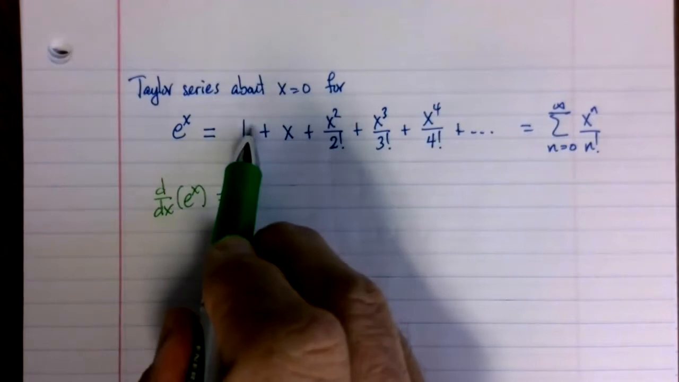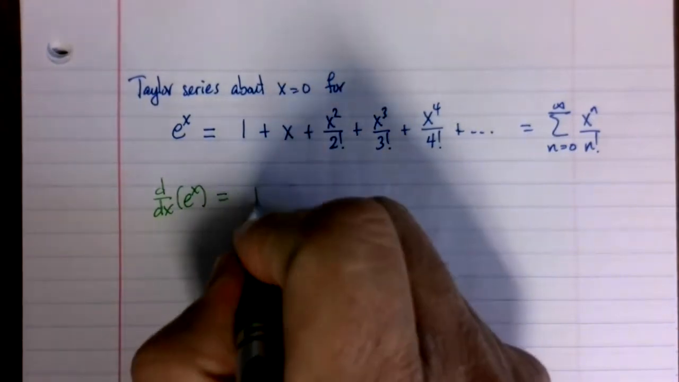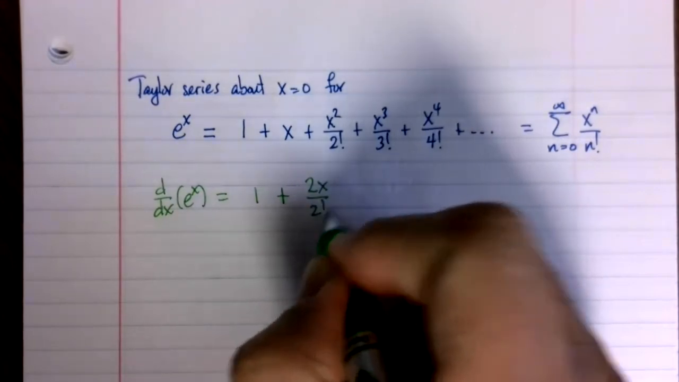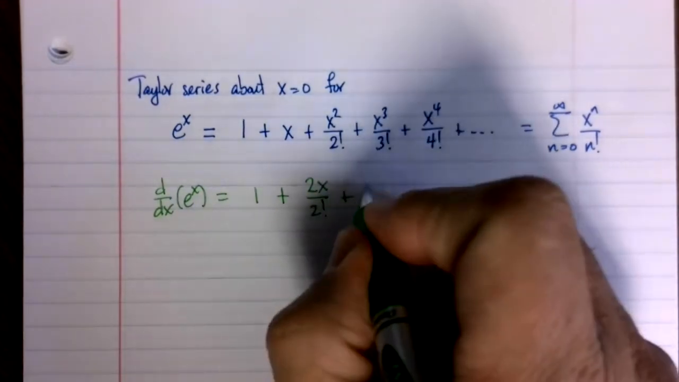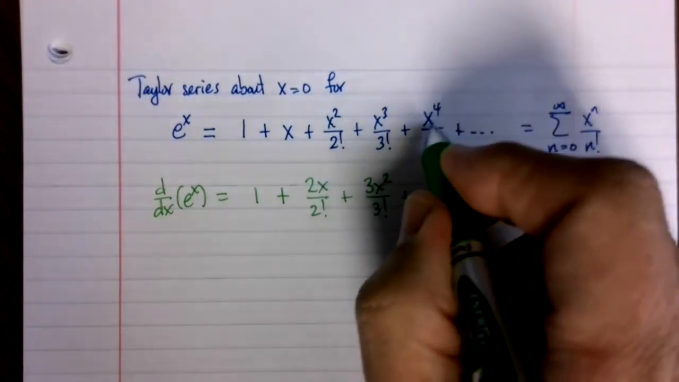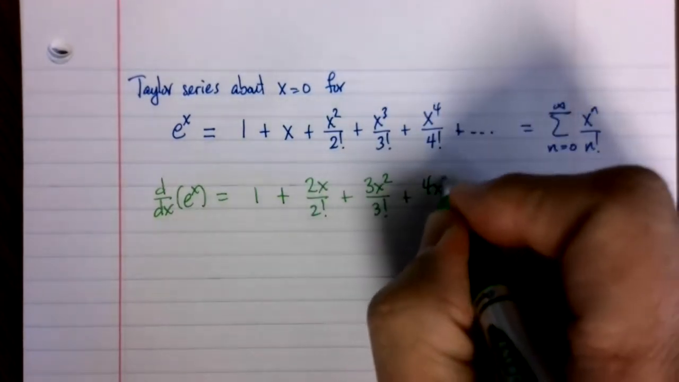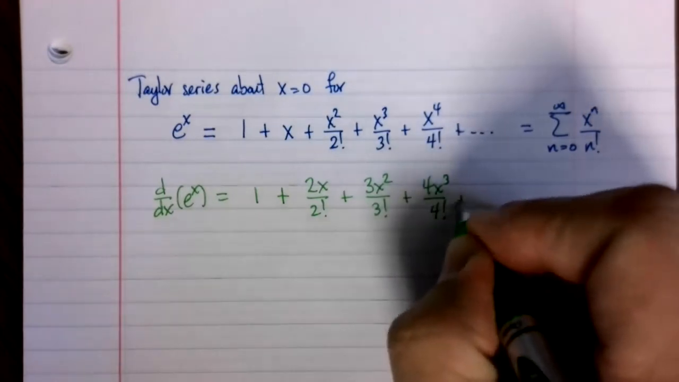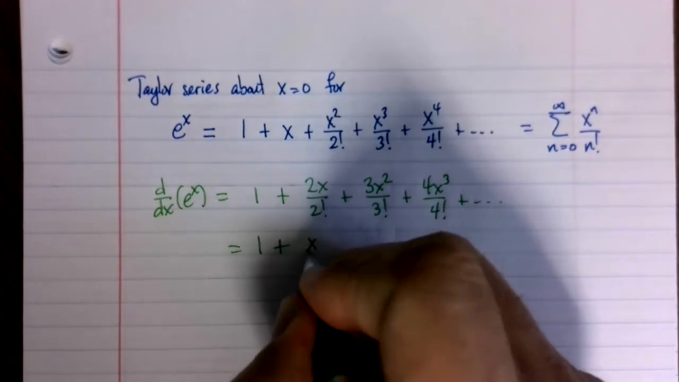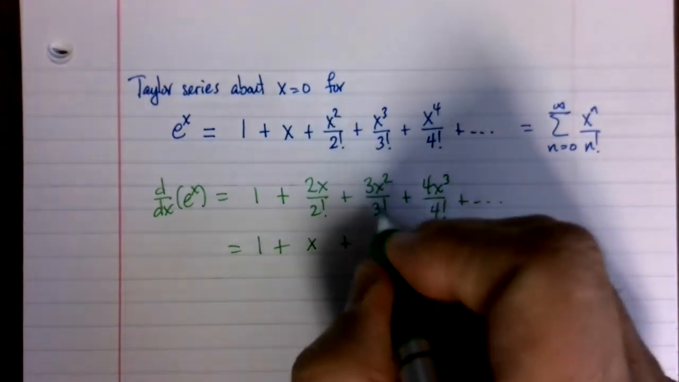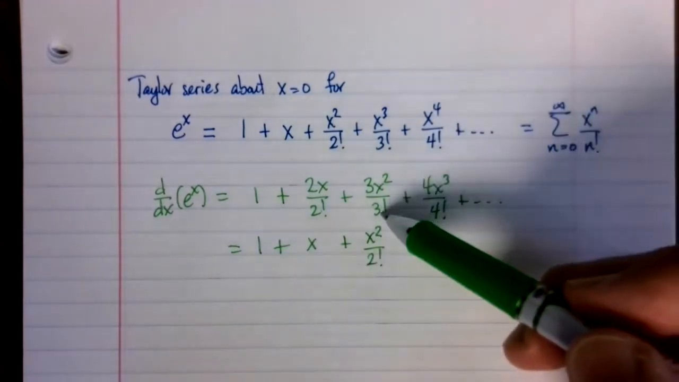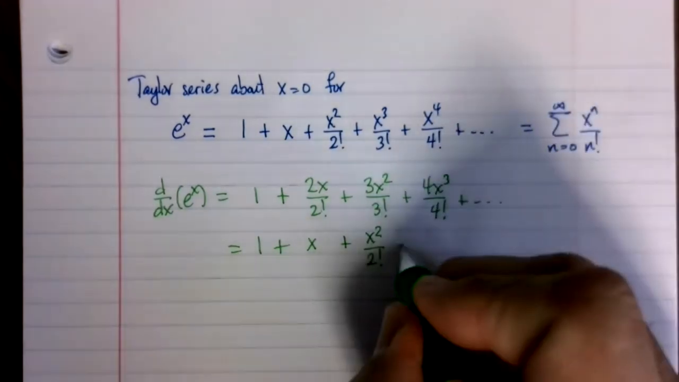If I take the derivative, derivative of 1 is 0, derivative of x is 1. Derivative of x squared is 2x over 2 factorial. Derivative of x cubed is 3x squared over 3 factorial. Derivative of x to the fourth is 4x to the third over 4 factorial, and so on. All right, 2 divided by 2 factorial, those cancel. 3 over 3 factorial, that's 2 factorial, 1 over 2 factorial, because the 3 here in front cancels.